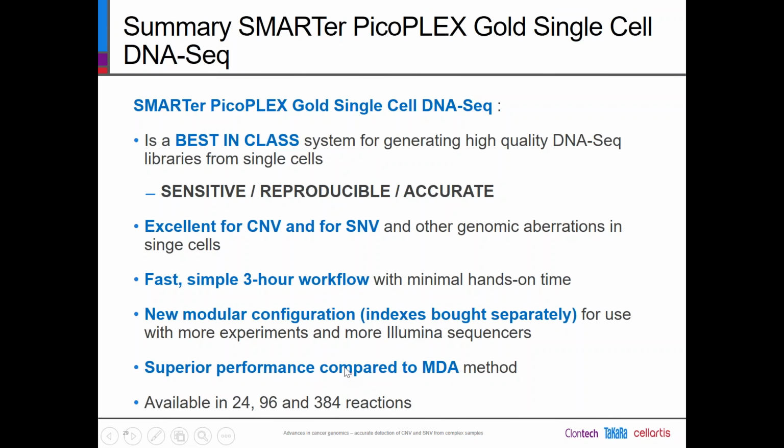And this is really a solution, Picoplex Gold, which is outperforming by far, let's say, one of the methods which is still used a lot for SNVs, which is MDA. So Picoplex Gold definitely outperforms MDA, as I showed you. This is a single cell solution, so we have those three formats available: 24 reactions, 96, and 384 reactions.